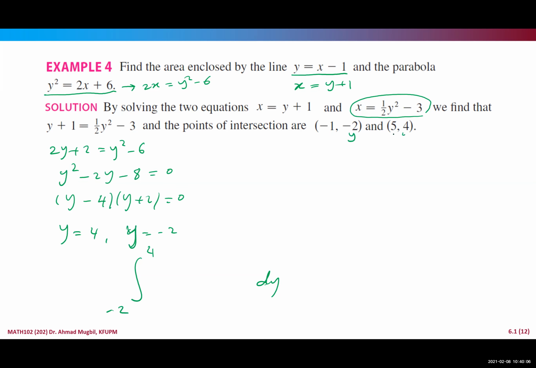And of course, you can find the x values. This is y, and this will be the corresponding x, and this is the corresponding x. Look, if you put y equals 4, you will have x equals 5. Now the question is, who is to the right? What is x right?